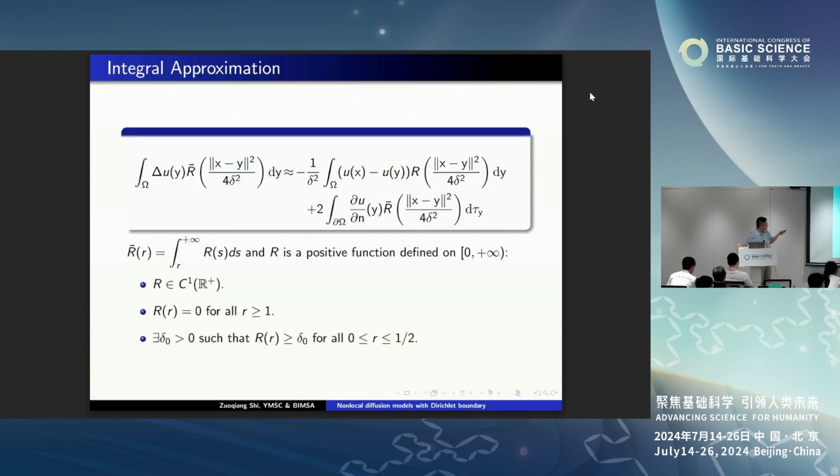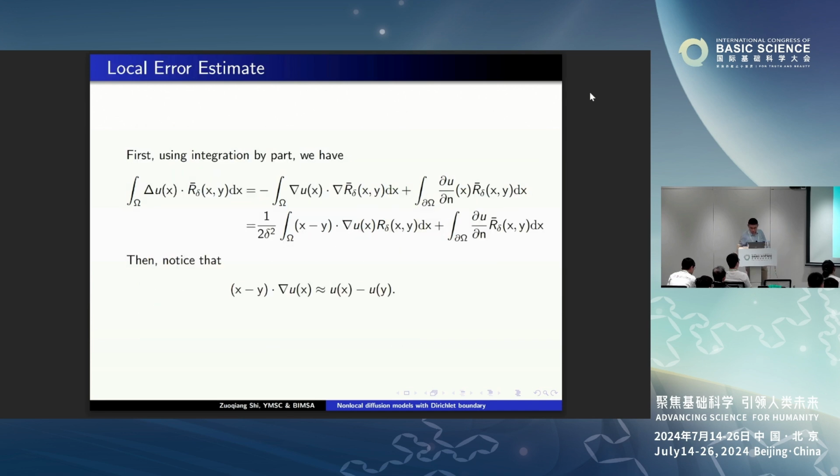The proof of this approximation is actually very straightforward. It's just based on integration by parts and Taylor's expansion. I just give a very simple derivation and analysis of this integral approximation in the Euclidean space. It also holds on the smooth manifold, but in the manifold, the notation is very complicated. So I just use the Euclidean space to show the sketch of the analysis.